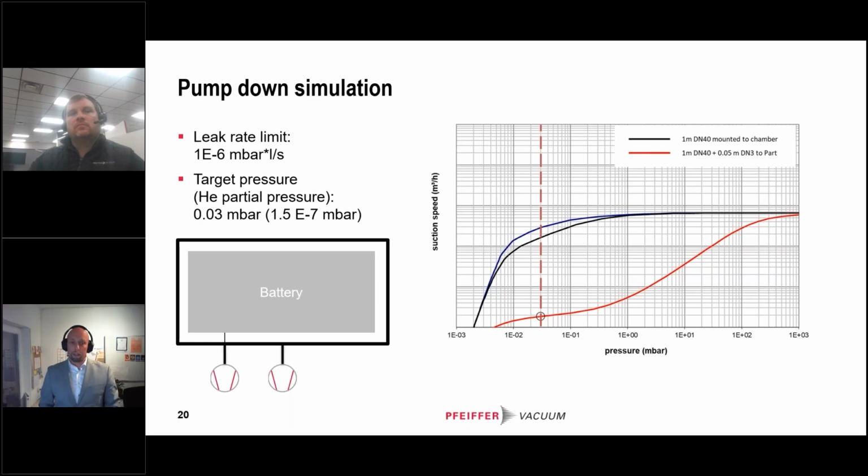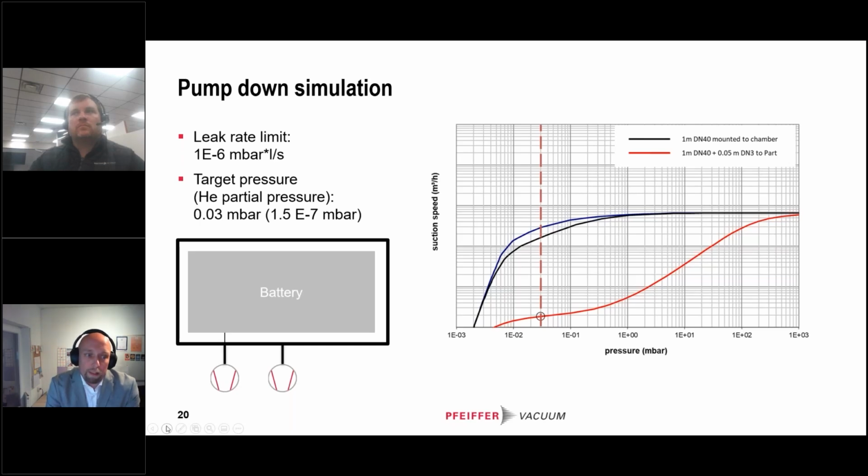But this is not the important part here. The important part is that, due to the small conductance, the difference between the similar pumps here is the development of the red curve compared to the black curve. All of you can imagine or will agree with me that we will have a much longer pump down time to the same pressure when we are considering the suction speed differences between these two lines.